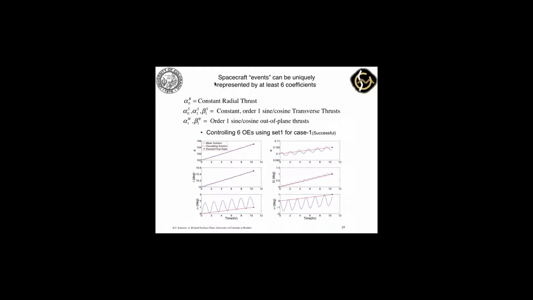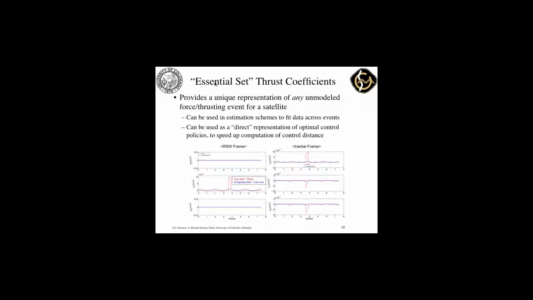Here we see an example where we have a change in orbit elements from here to here. The secular solution, just using these 6 constants, brings us from the one point to the second point, and then the actual Newtonian numerical integration follows this along quite closely. Essentially, what these form is an essential set of thrust coefficients, and it provides a unique representation of any unmodeled force or thrusting event for a satellite. This can be used for an estimation scheme to fit data across events, and it can also be used as a direct representation of the optimal control policy I talked about before, to speed up computation of control distance.